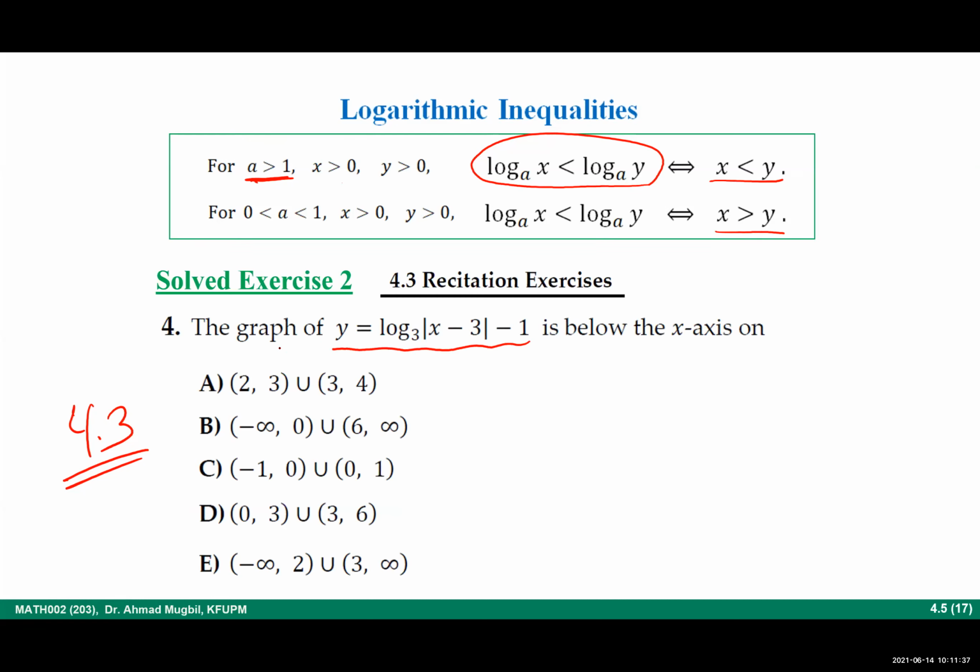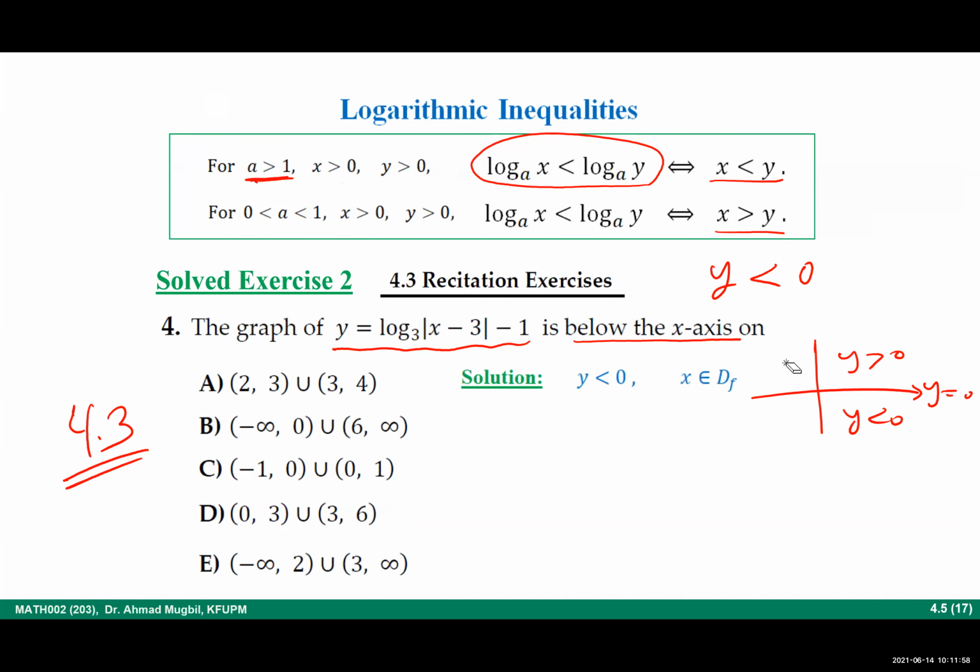You can sketch the graph, but instead of sketching the graph, we can solve it algebraically. Below the x-axis, it means what? Y is less than 0, because this is the x-axis. On the x-axis, we have y equals 0. Here, it is y less than 0. Here, y greater than 0. So what we will do, we will put this less than 0. But you have to be careful. Y is less than 0, but x is in the domain of the function.